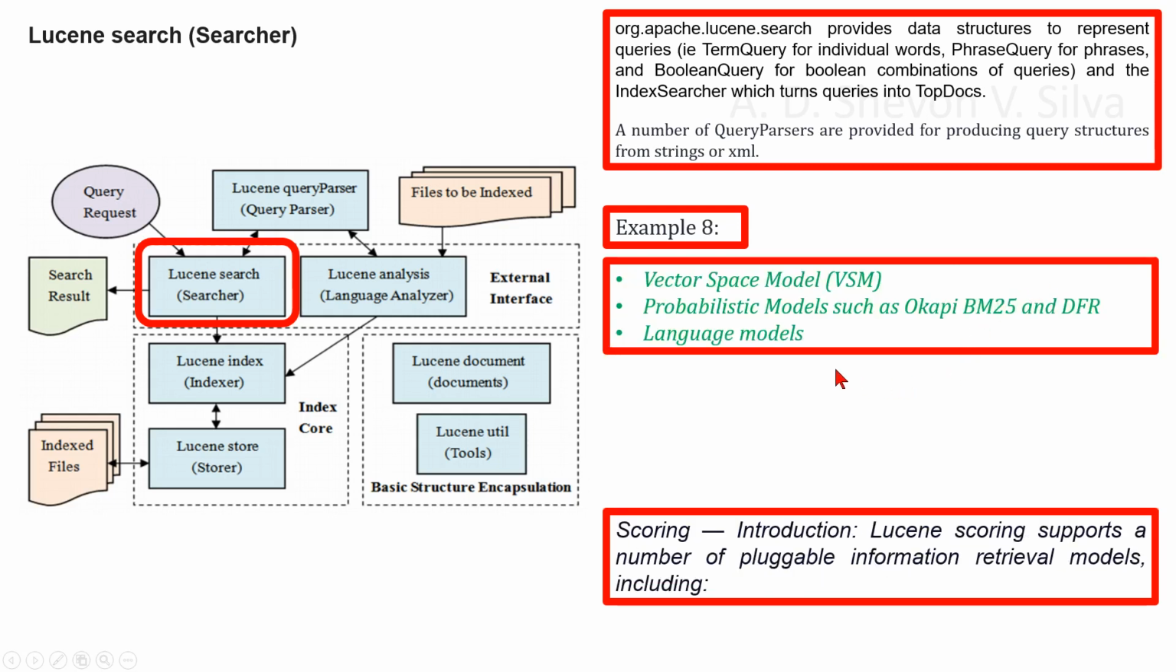Now we are considering scoring. The introduction to scoring. Lucene scoring supports a number of pluggable information retrieval models, including these. Lucene scoring is the heart of why we all love Lucene. It's blazingly fast and it hides almost all of the complexity from the user. In a nutshell, it works. At least that is until it doesn't work or doesn't work as one would expect it to work.